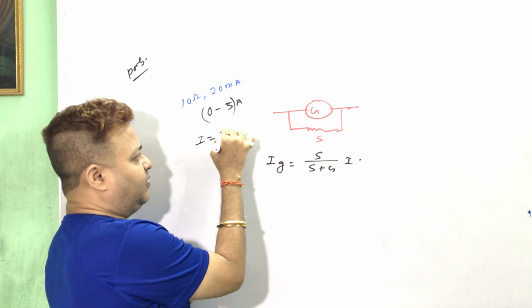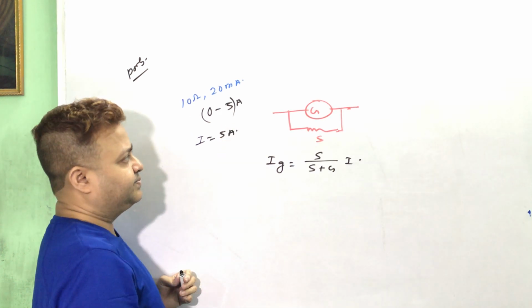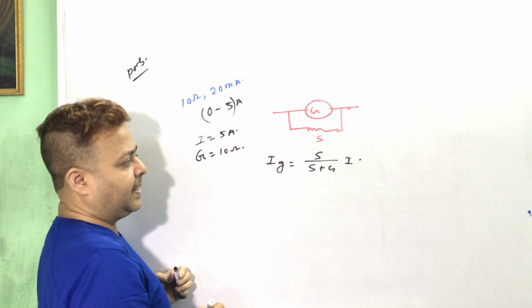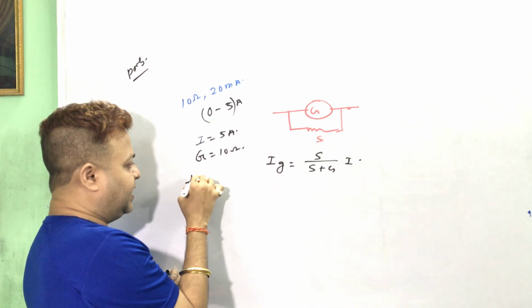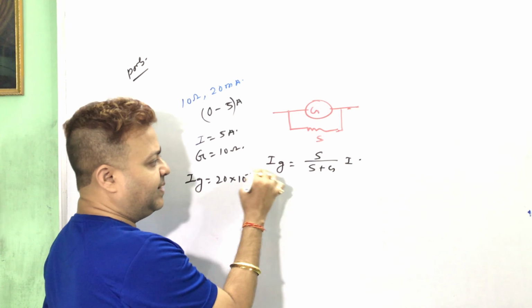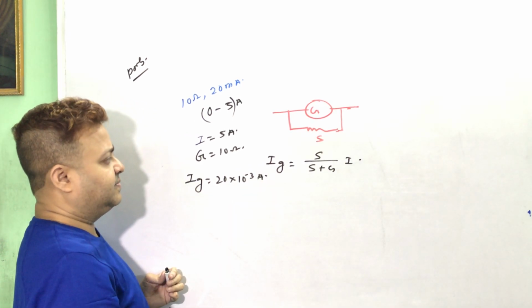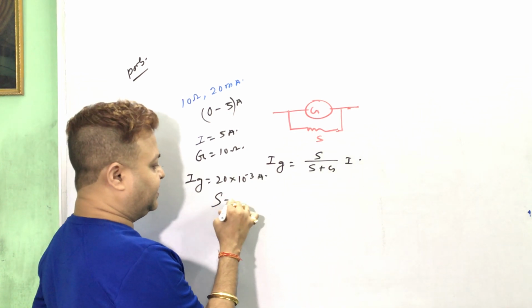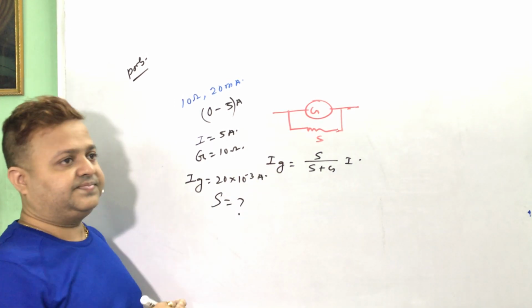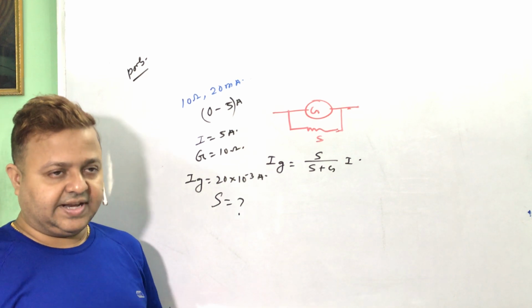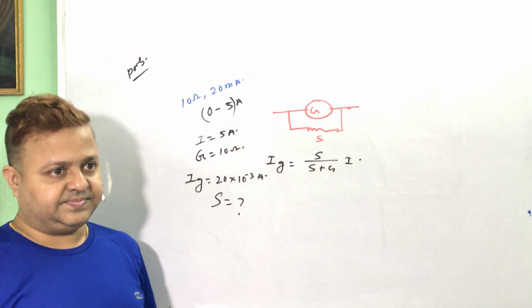So I equals 5 ampere, galvanometer resistance is 10 ohm, and the current flowing through the galvanometer is 20 milliampere, that is 20 into 10 to the power minus 3 ampere. So we can find the shunt resistance from this formula.